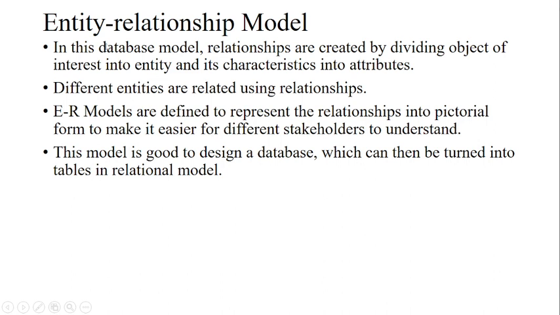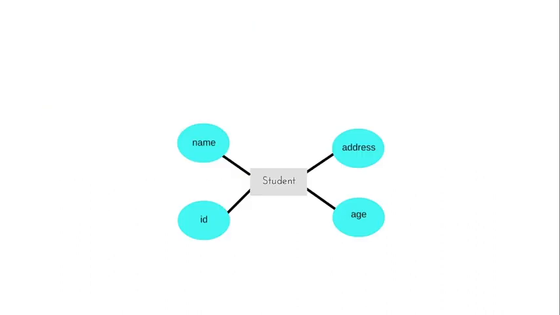Like a department, it is an entity, and it has attributes like department name, department location, department courses, faculties, students, lecture, teachers. So all these are the attributes of the entity. How these entities are related with each other will be considered as a model. So in this database model, relationships are created by dividing objects of interest into entities and their characteristics into attributes.